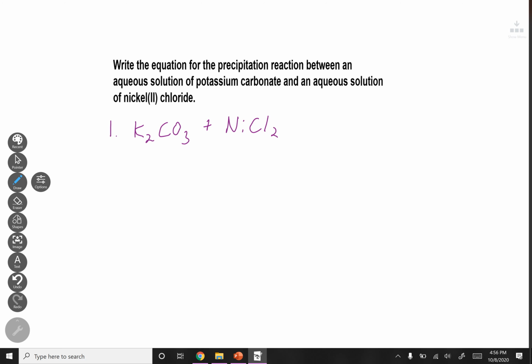Okay, so that's our first step. And I can write a reaction arrow just for good measure. Okay, the next thing we need to do is determine our possible products. So I'm just going to rewrite the reaction over again.